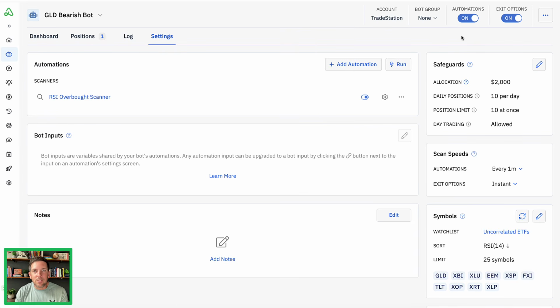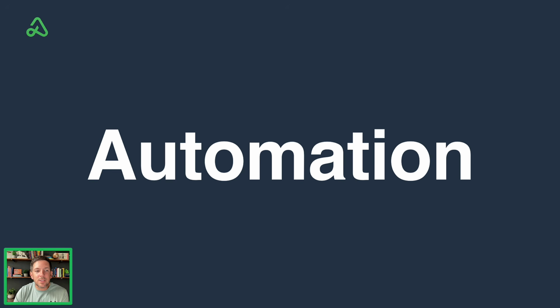This allows the bot to run and continuously try to enter new positions. So again, that was a lot to go through, but you can automate that entire process. We've got a whole series in Fast Track on automation that you can check out at Option Alpha.